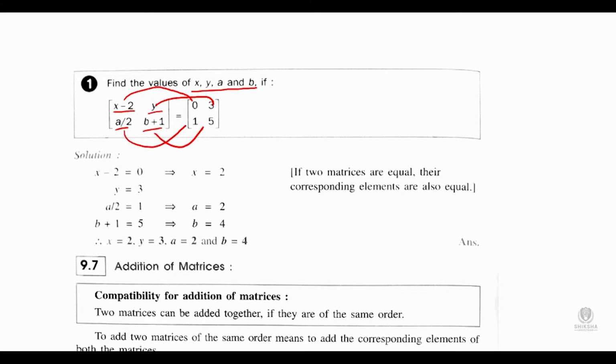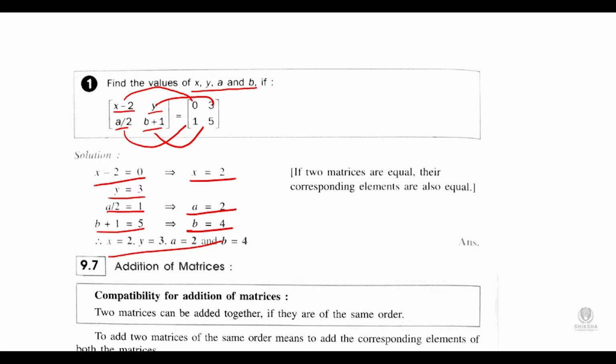So in such case, x minus 2 equal to 0, so x becomes 2, y is 3 directly given, a by 2 equal to 1, so a equals 2, b plus 1 equal to 5, so b equals 4, so we get the values. If two matrices are equal, then the corresponding elements are also equal.